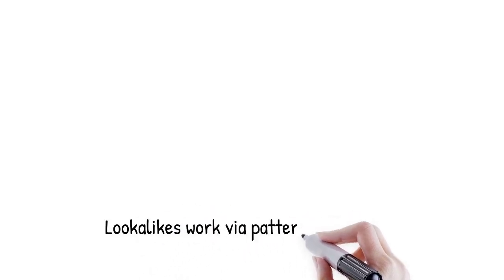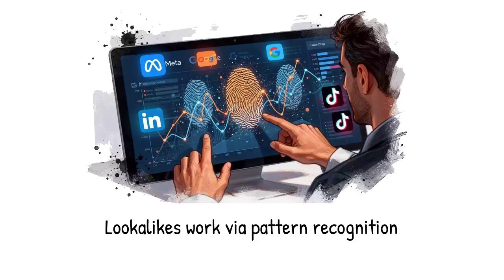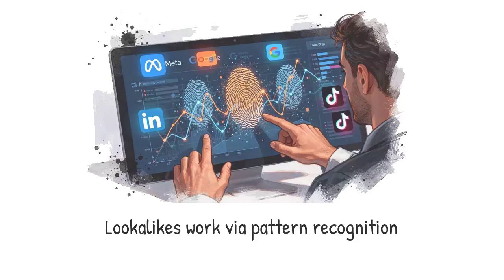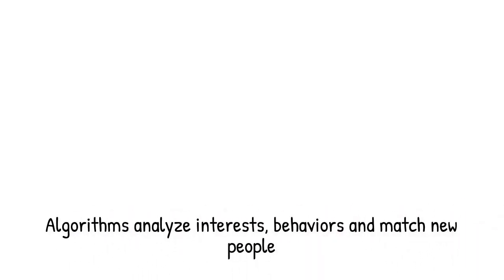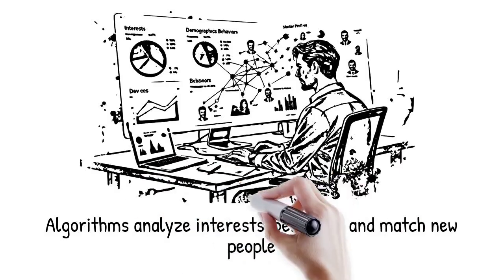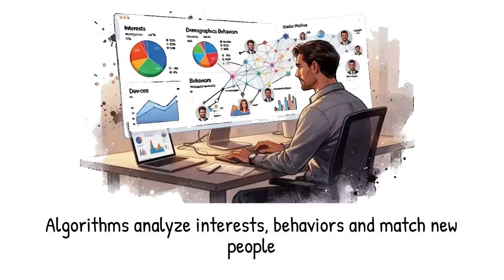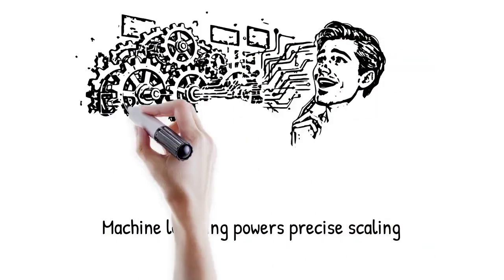2. Why lookalikes work. The power of pattern recognition. Every click, view, and purchase leaves a digital fingerprint. Meta, Google, LinkedIn, and TikTok use these fingerprints to identify patterns. When you upload your seed audience, the algorithm analyzes thousands of data points: interests, demographics, behaviors, device usage, purchase history, engagement frequency. Then it finds new people who match those patterns, people statistically most likely to convert. That's not marketing guesswork. That's machine learning-driven scaling.